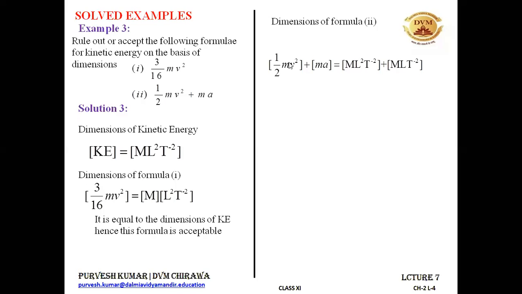And squared to it is L²T⁻². Now, for ma, we need to go for this ma. So m is mass and a is acceleration, that is LT⁻². Now you can see this.